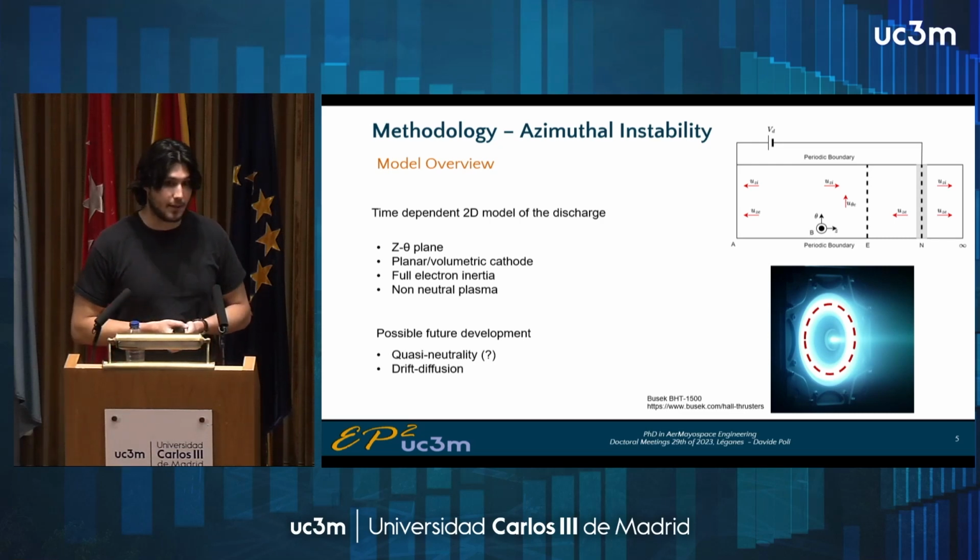Possible future developments are going towards quasi-neutrality and drift-diffusion. Quasi-neutrality, because resolving the Debye length imposes a very large number of cells and very strict timing conditions for the CFL condition. So quasi-neutrality could be beneficial for computational time, but it is difficult to obtain a solution with quasi-neutrality in large Hall parameter conditions because the equations are ill-conditioned.